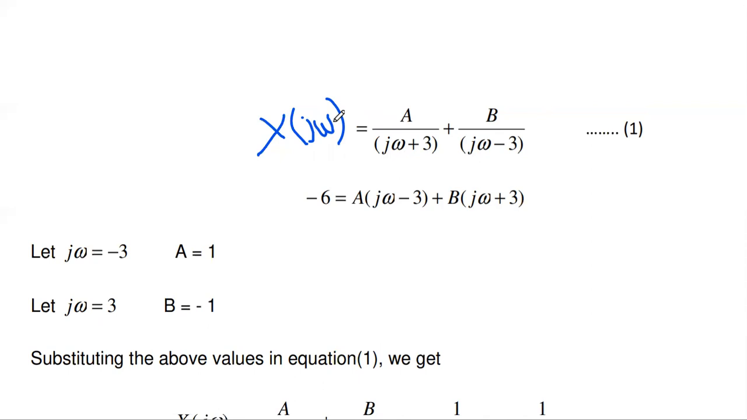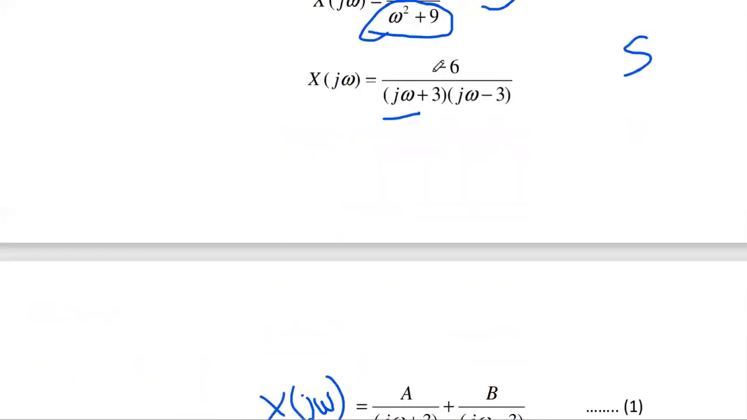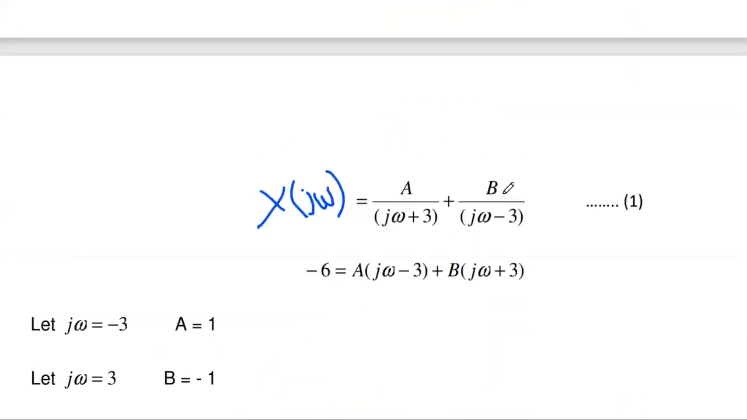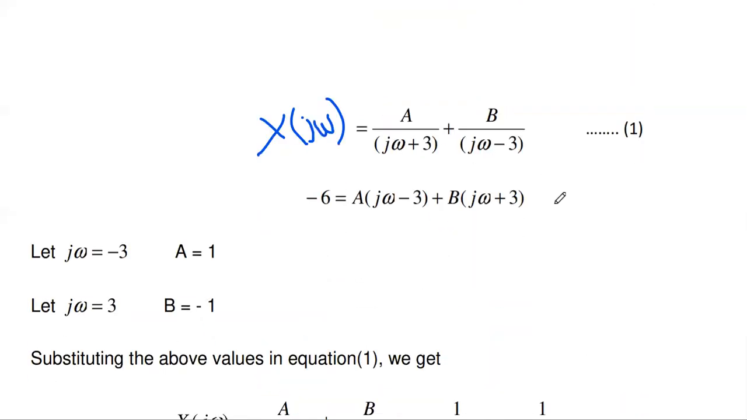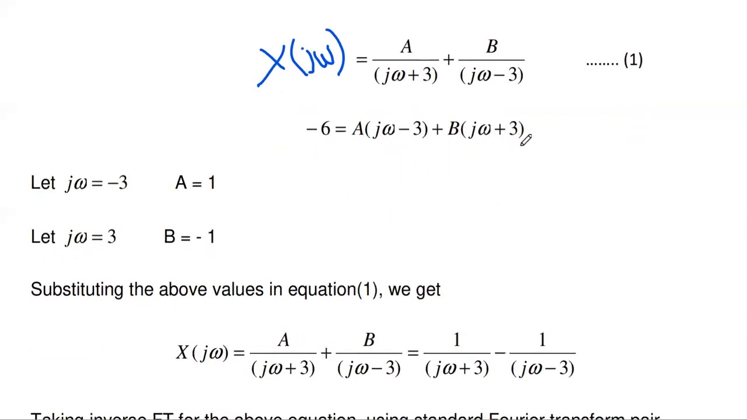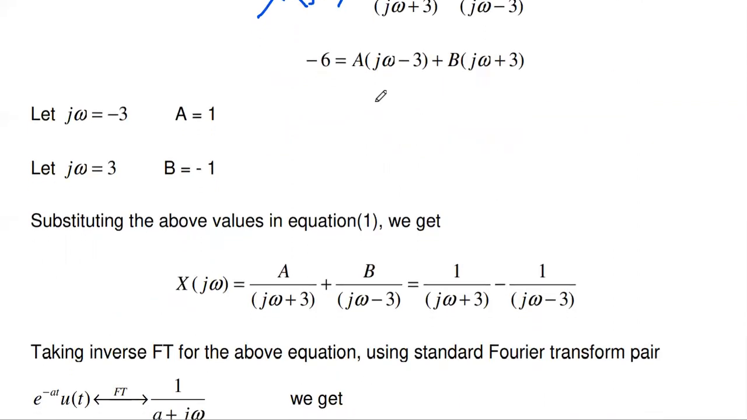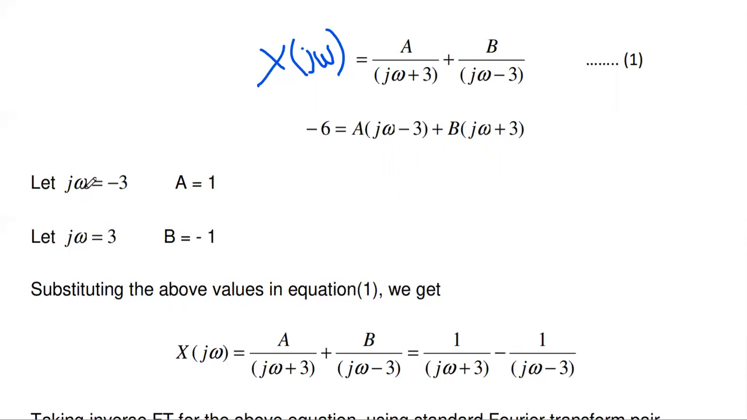And on the left side, X of j omega, what is the answer? Minus 6 divided by this. So this denominator cancelled. That's why minus 6 is equal to A into (j omega minus 3) plus B into (j omega plus 3). Okay. Now in that case, let j omega equal to minus 3, the first root.